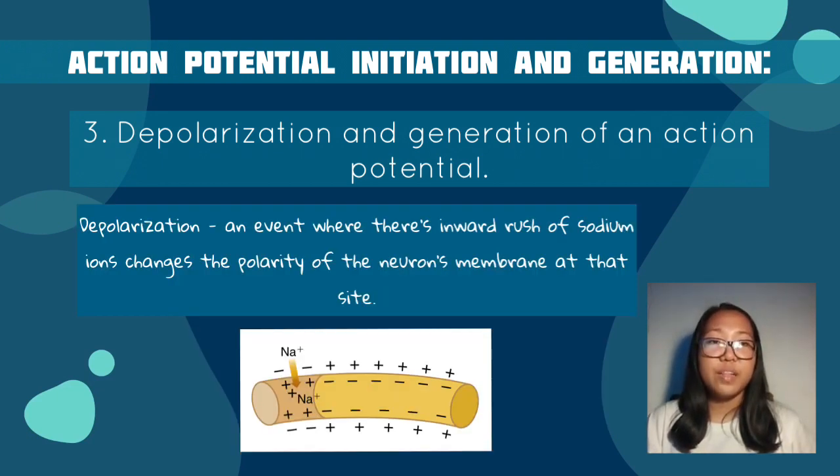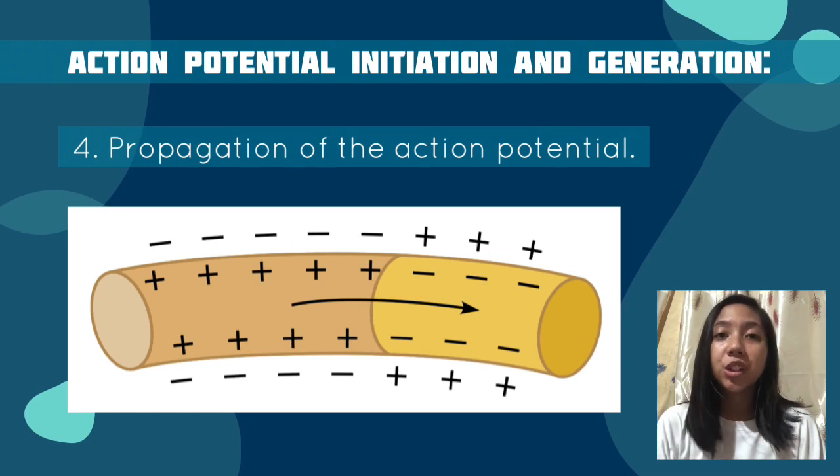Depolarization, an event when there is an inward rush of sodium ions, changes the polarity of the nearest membrane at that site. Number 4 is the propagation of the action potential. The depolarization of the first membrane patch causes permeability changes in the adjacent membrane, and the events described in the previous steps are repeated. Thus, the action potential propagates rapidly along the entire length of the membrane.